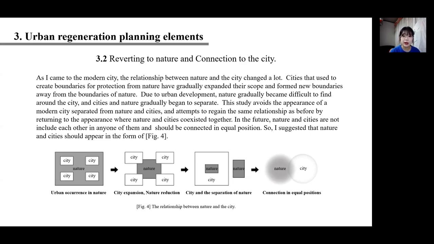This study avoids the appearance of a modern city separated from nature and attempts to regain the same relationship as before by returning to the appearance where nature and cities coexist together. In the future, nature and cities should not include each other in any one of them, and should be connected in equal position. So I suggested that nature and cities should appear in the form of figure 4.